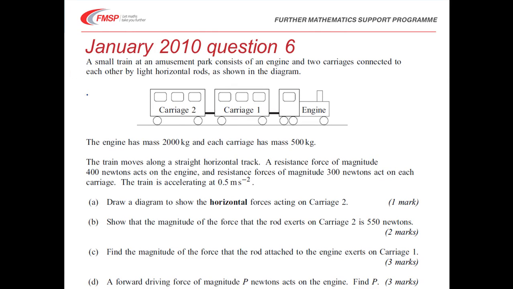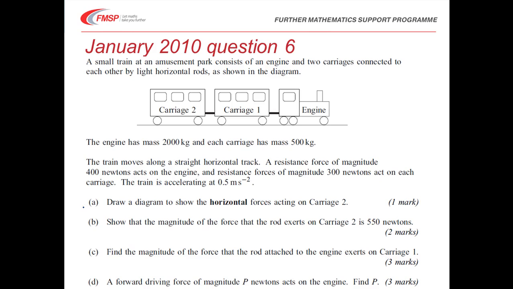connected to each other by light horizontal rods, which we can see here. The engine has mass 2,000 kilograms and each carriage has mass 500 kilograms. The train moves along a straight horizontal track. A resistance force of magnitude 400 newtons acts on the engine, and resistance forces of 300 newtons act on each carriage. The train is accelerating at 0.5 meters per second squared.